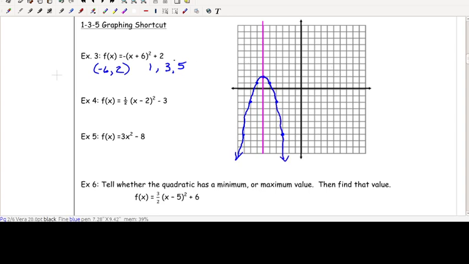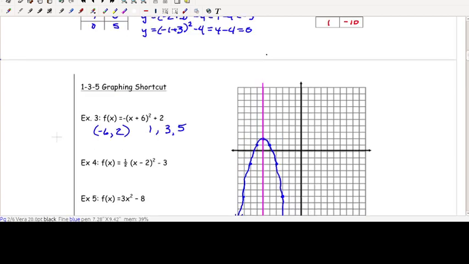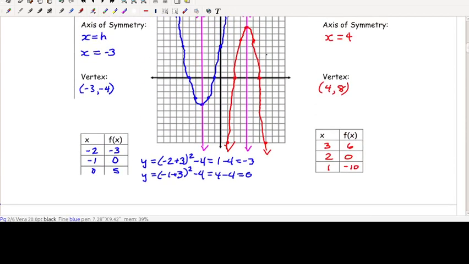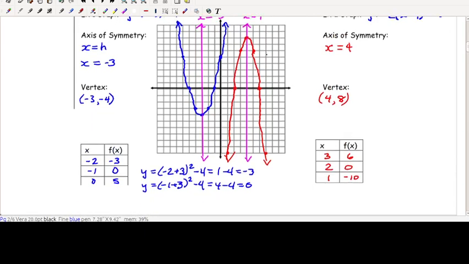Now, wasn't that easier than plugging in values and trying to figure out where you're going from here? So remember this rule, 1, 3, 5. Now, what happens when our a value is not 1? So, for example, if I go back and look at example number 1, where again, our vertex was at negative 3, negative 4. So the distance here was 1. The distance from negative 3 to 0 was 3. From 0 to 5, that's 5, and we can count that up on our graph as well.